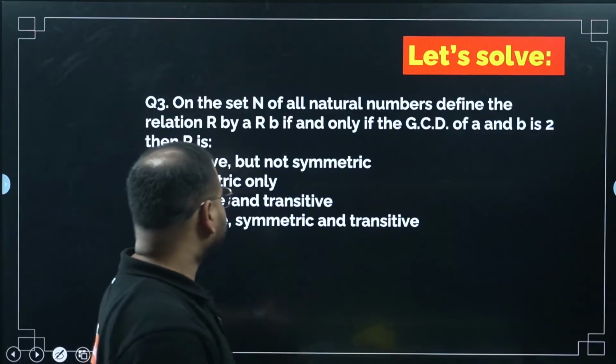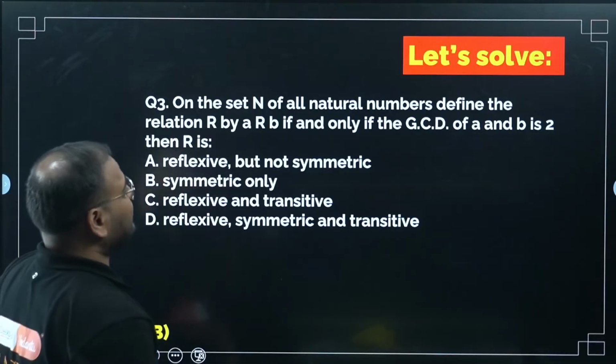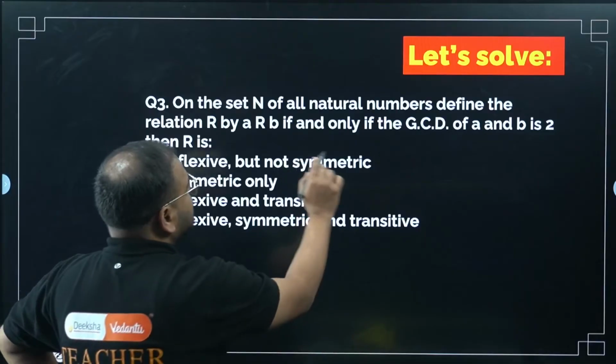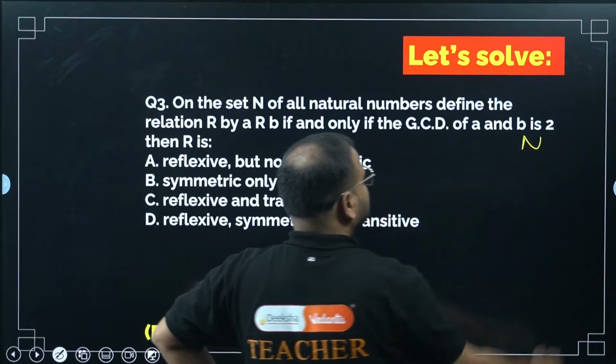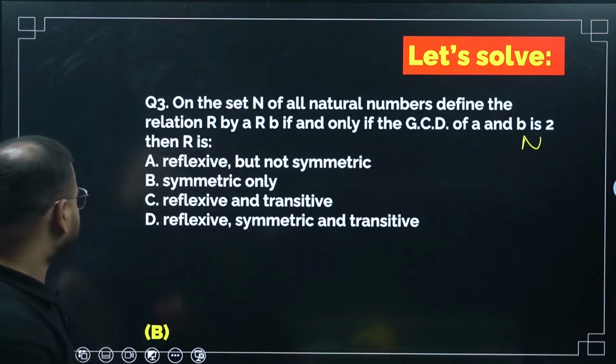Okay. Third question. On the set N of all natural numbers, okay, so the set is given as natural numbers. One thing is clear.